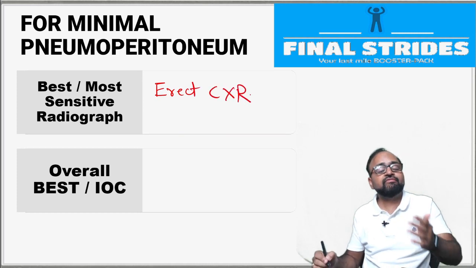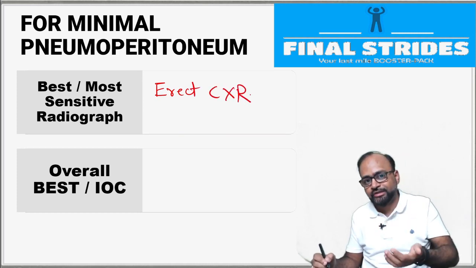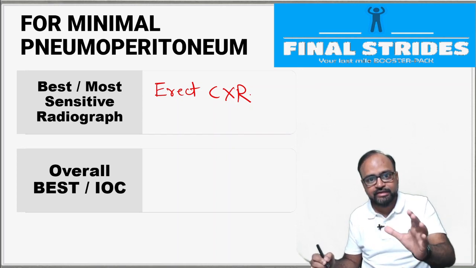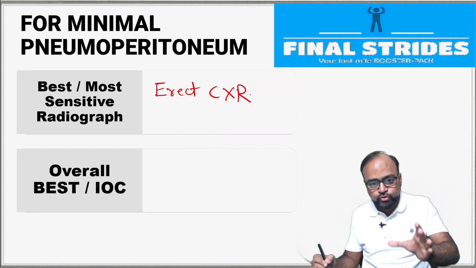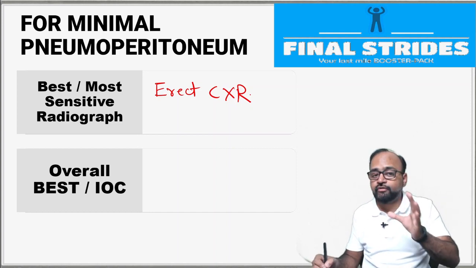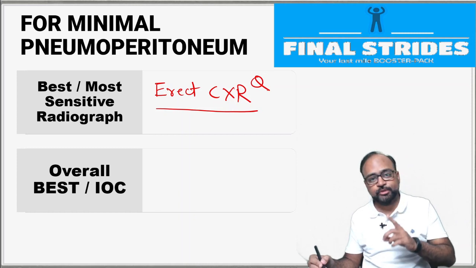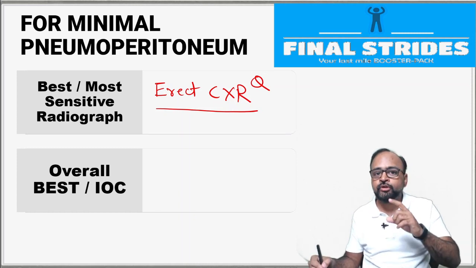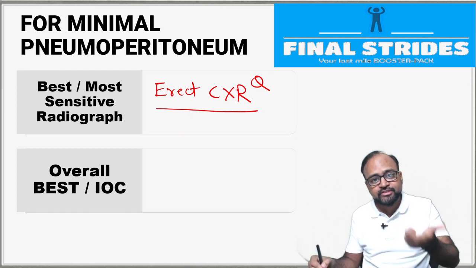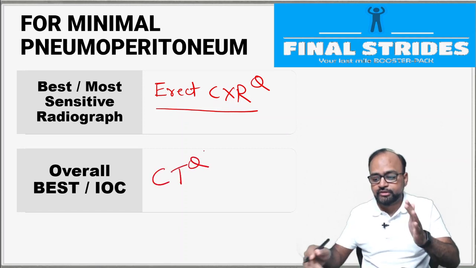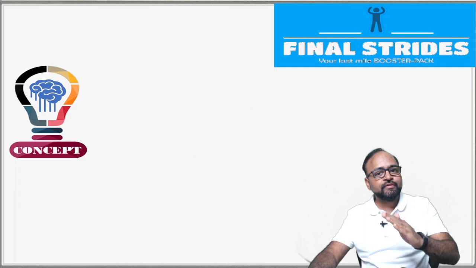In the olden days, left lateral decubitus abdomen was done theoretically, right? They said it was most sensitive, but it is not standardized. It is not commonly done. So what is the most sensitive radiograph or best radiograph? It is erect chest x-ray. It is better than erect abdomen, remember. So erect chest x-ray is the answer. If they ask you overall what is the best investigation or investigation of choice, it is going to be CT, remember.